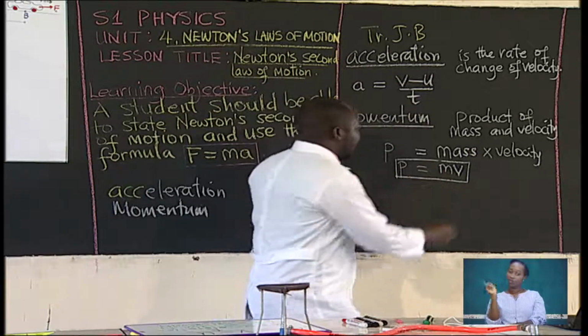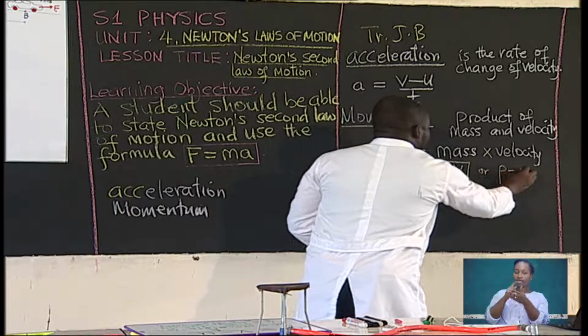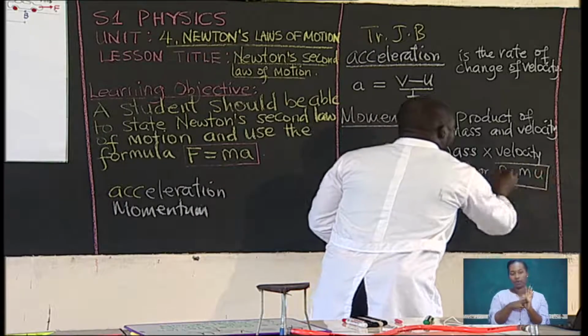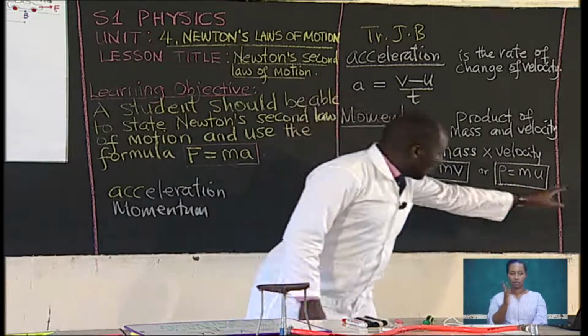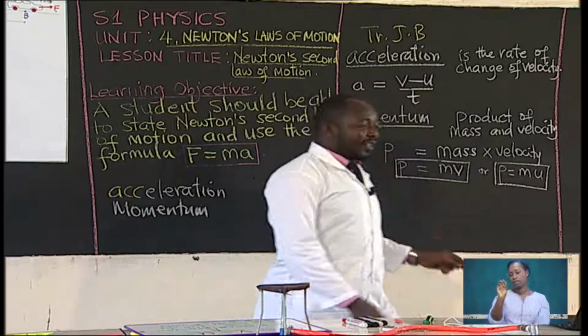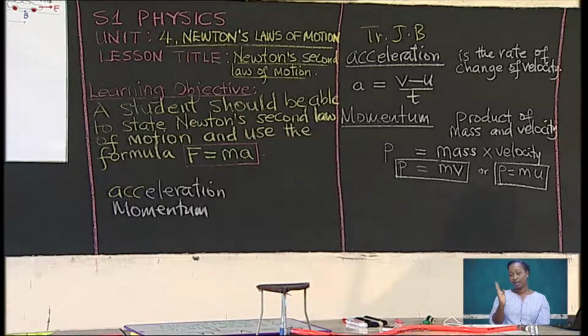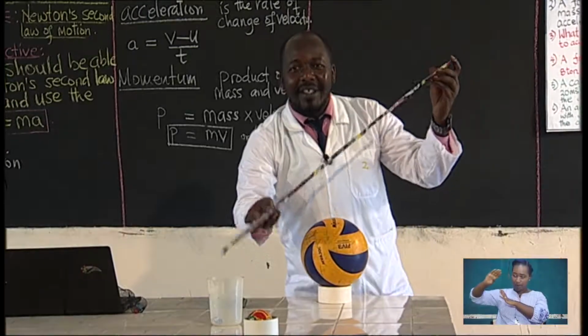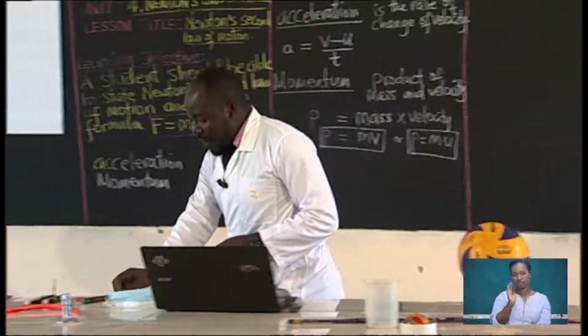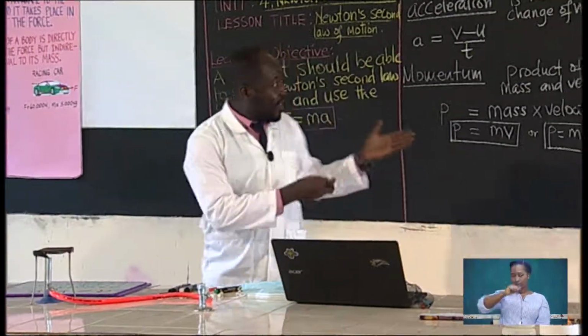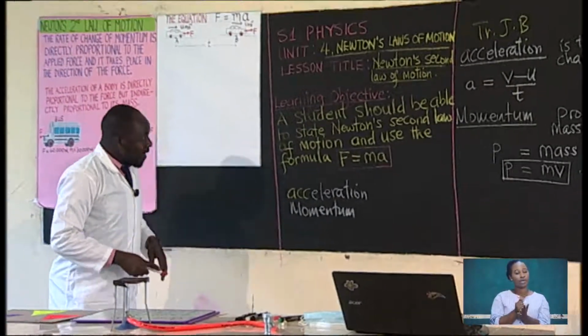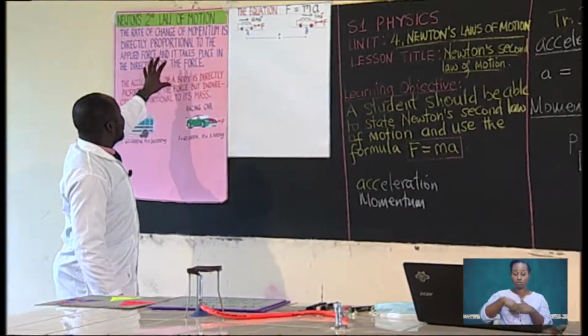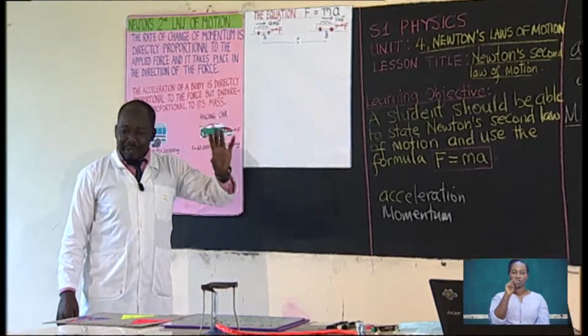Instead of giving it like this, you can also say momentum is equal to m times u. This is initial momentum, this is final momentum. Initial momentum of the marble, if you remember our demonstration, is the momentum of the marble at this point. Final momentum is the momentum of the marble at point B. So why we have been reminding ourselves about these concepts is because we are going to need it in Newton's second law of motion.